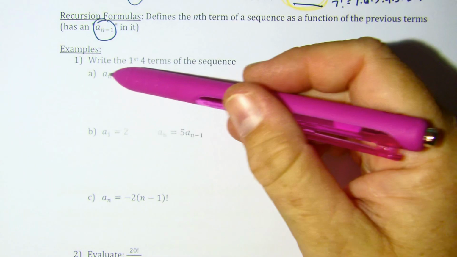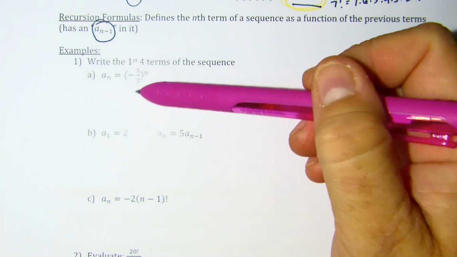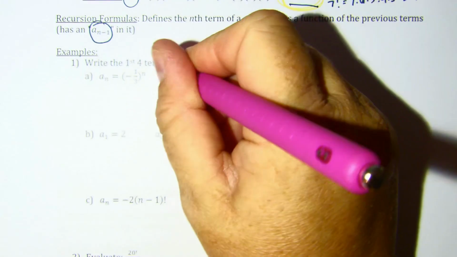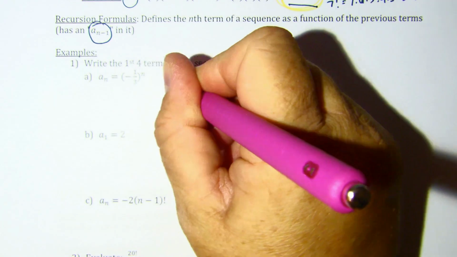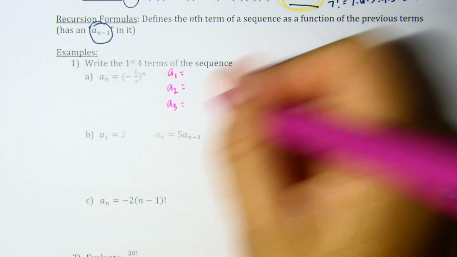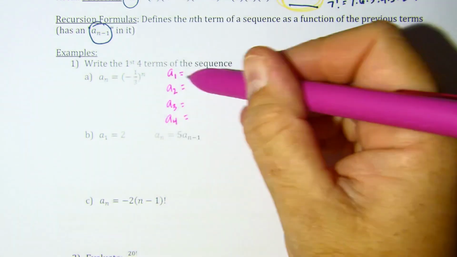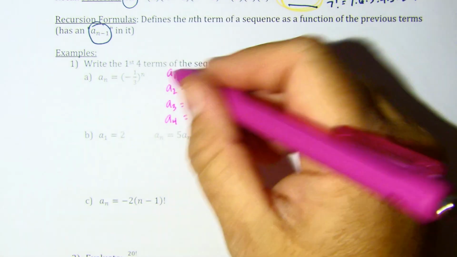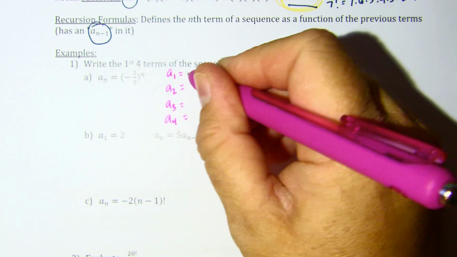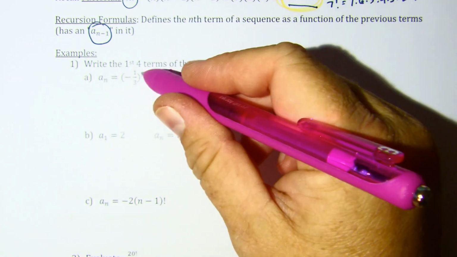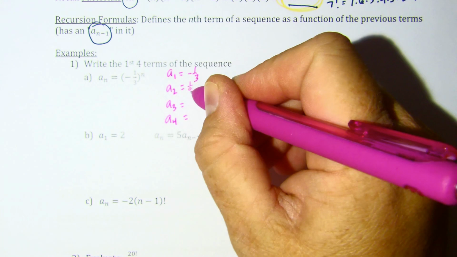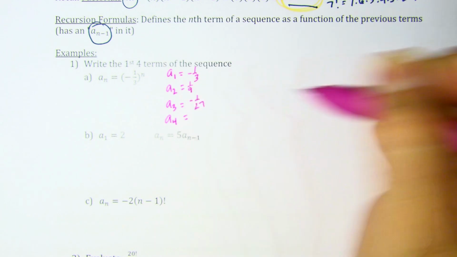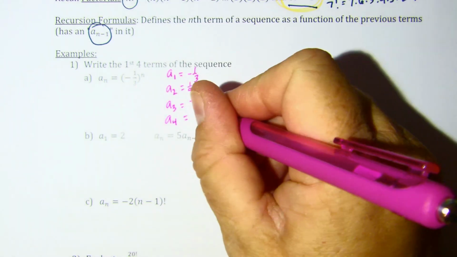So here, the equation we're working with is a sub n is equal to negative 1/3 to the nth power. And it wants us to find the first 4 terms. So a sub 1, the first term, a sub 2, the second term, a sub 3, the third term, and a sub 4, the fourth term. And all we're doing is plugging in 1 for n, plugging in 2 for n, and this is what's called an explicit formula. So negative 1/3 to the first power is negative 1/3. Negative 1/3 squared is 1/9. Negative 1/3 to the third power is negative 1/27. And negative 1/3 to the fourth power is 1/81.